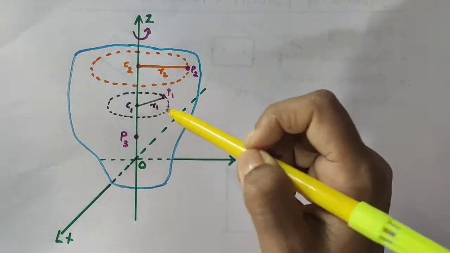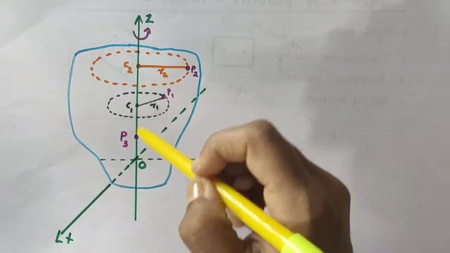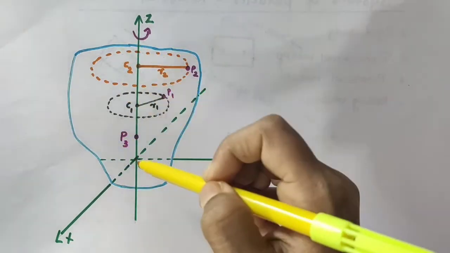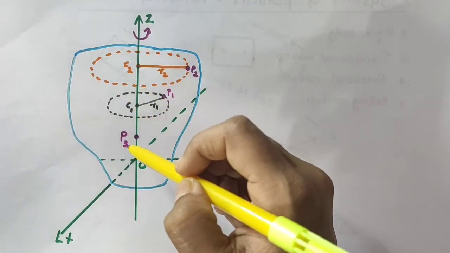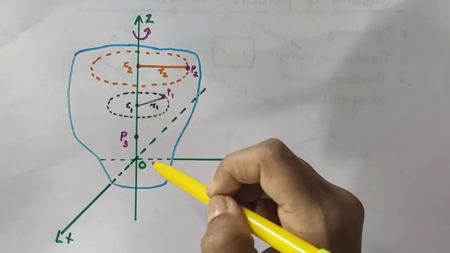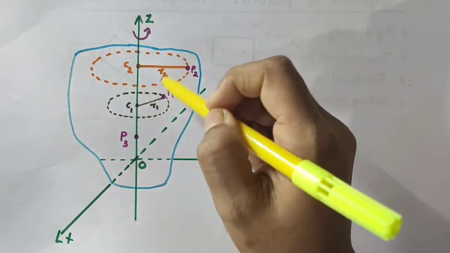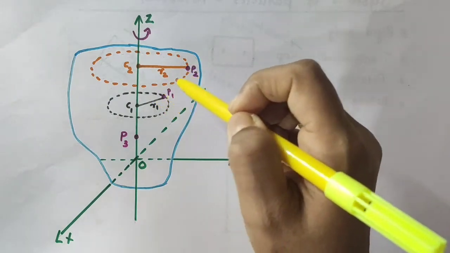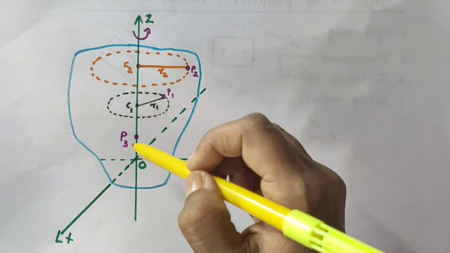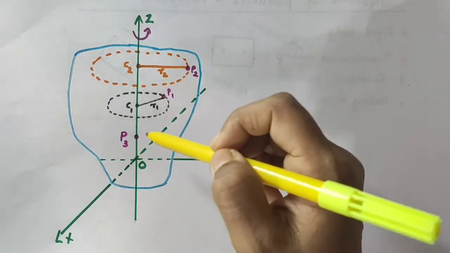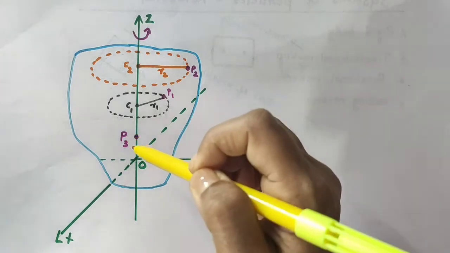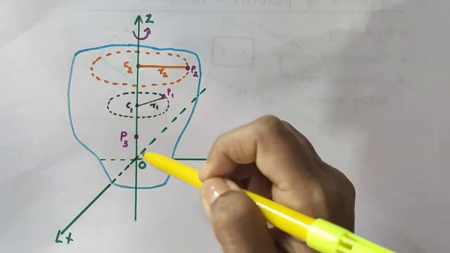Now consider another particle P3 which is on the Z axis, the axis about which this rigid body rotates. For this particle, the distance r equals 0. That is, the distances r1, r2, etc. are the distances of the particles P1 and P2 respectively from the Z axis, from the axis of rotation. But here, this particle P3 is on the axis itself. So there is no distance between the axis of rotation and that particle. So r equals 0 here.